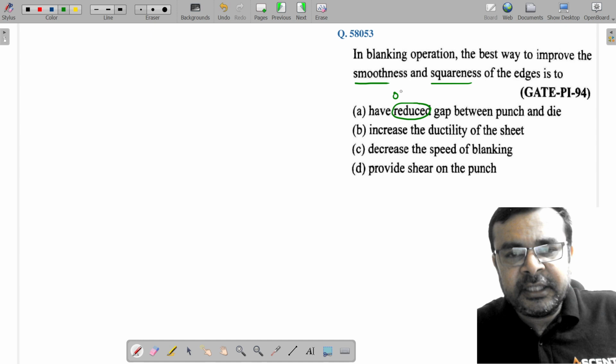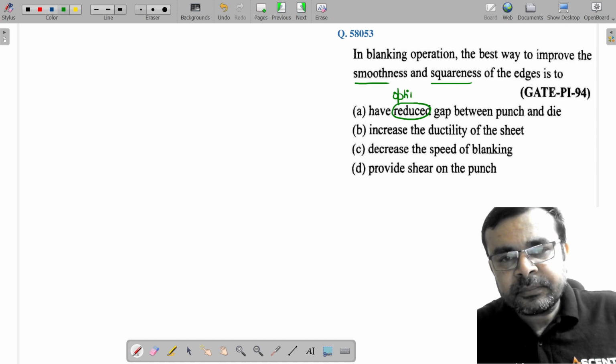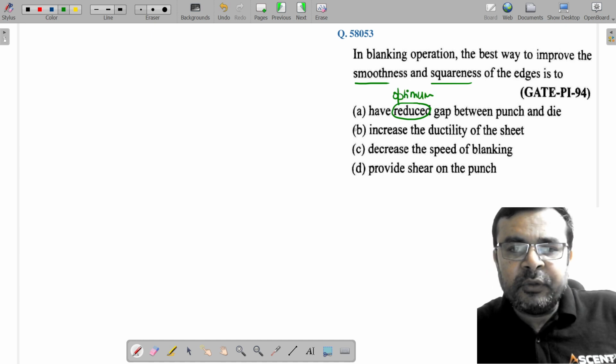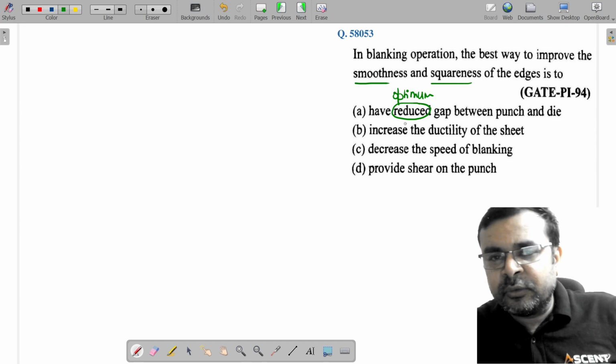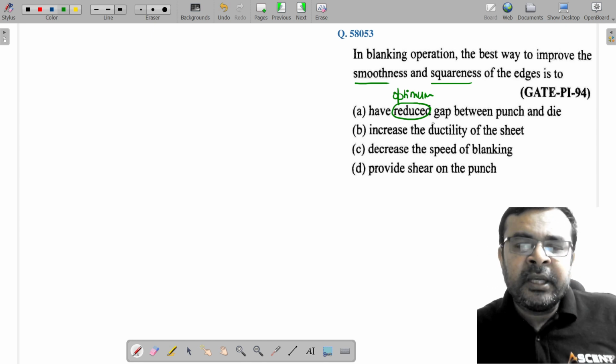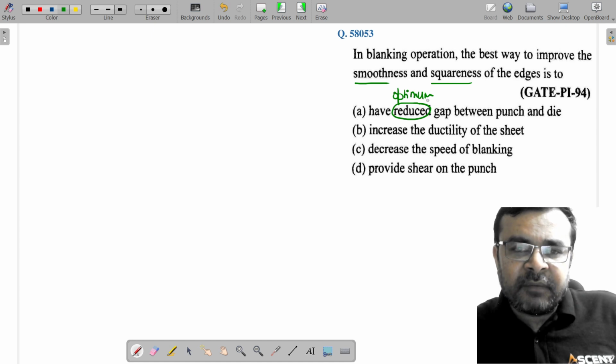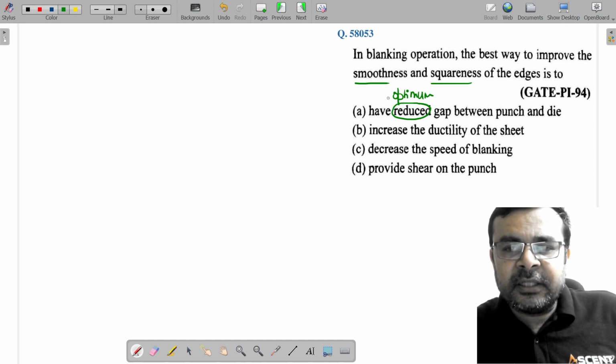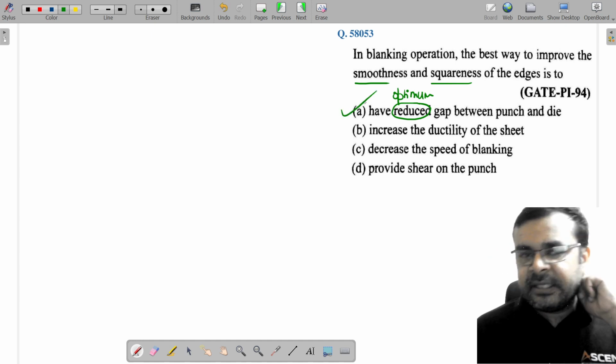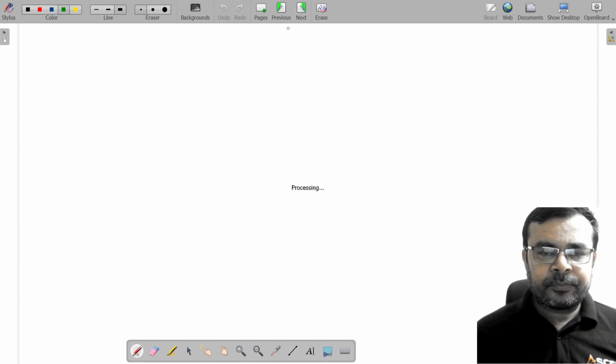If it is written here that it is optimum, because if you have a large gap then you also get a rough surface. If you have less gap then you also get a rough surface. Correct? So if you have optimum gap then you will get smooth and perfect squareness of the edges. Yes or no? The correct answer is option A.